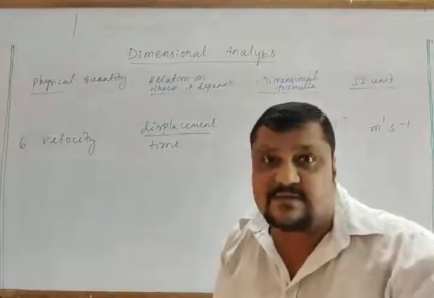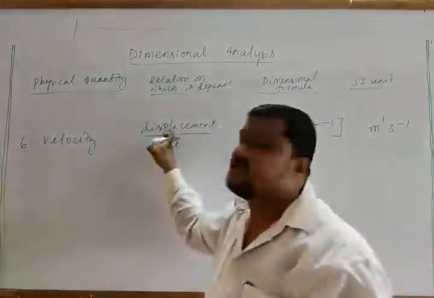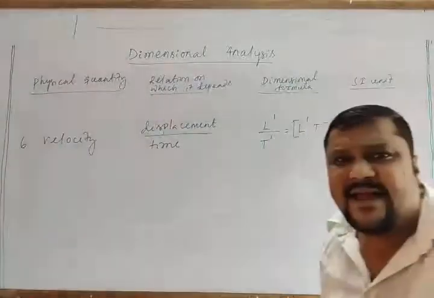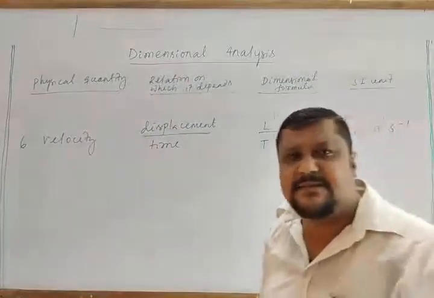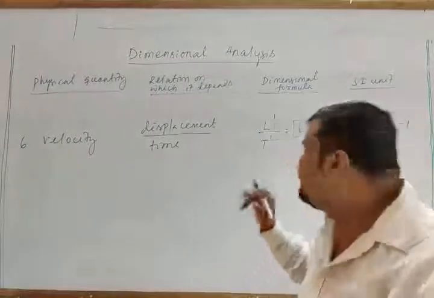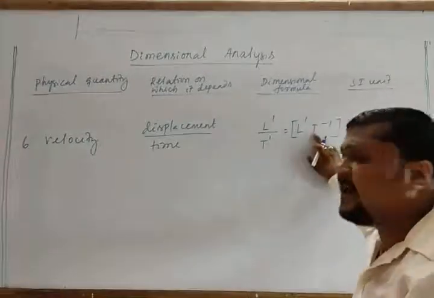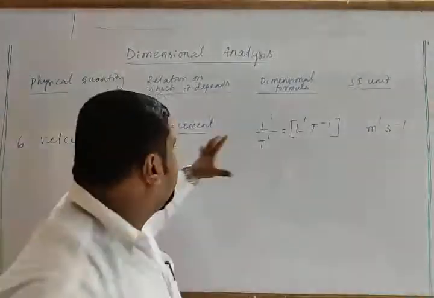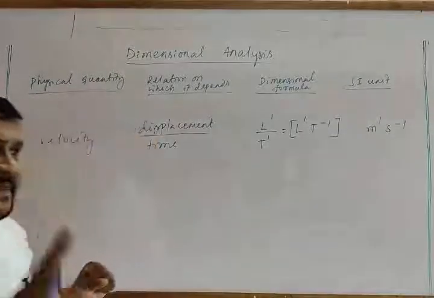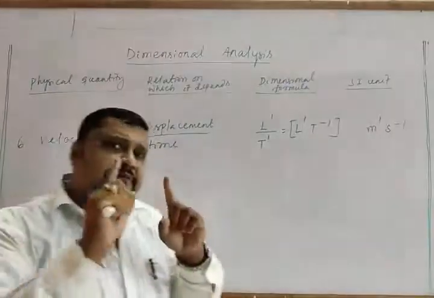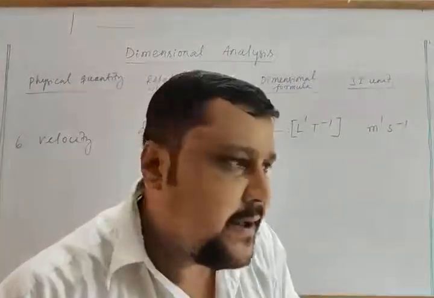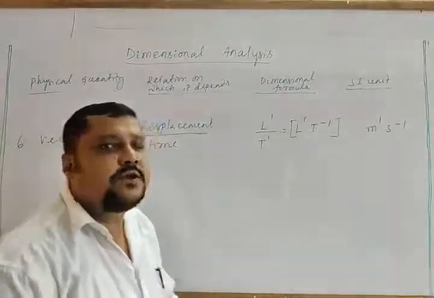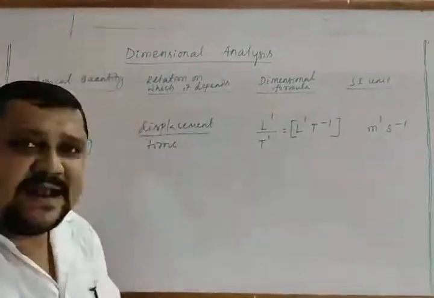So if the direction comes, distance changes to displacement by time. That is the formula. Displacement is again a distance. You are measuring the displacement, which is again a length. So L1, T minus 1, same thing. So now you are getting that speed and velocity are two different physical quantities, but both have the same dimension. That is one of the conclusions we got from dimensional analysis.